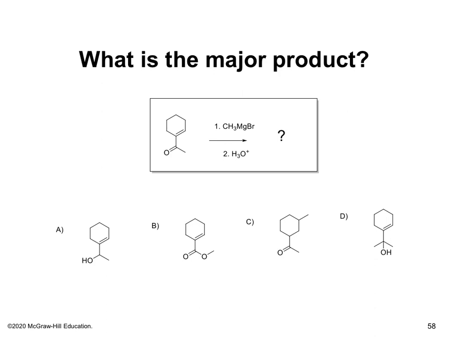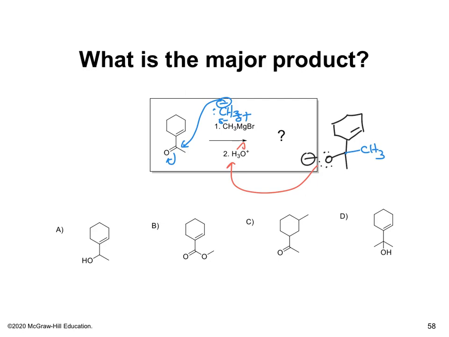All right, so what is the major product here? Well, you have a ketone. Here's the negative nucleophile. You have a ketone. This undergoes nucleophilic acyl addition, and there's your tetrahedral intermediate. And then this will get protonated with a little bit of acid to generate your tertiary alcohol.